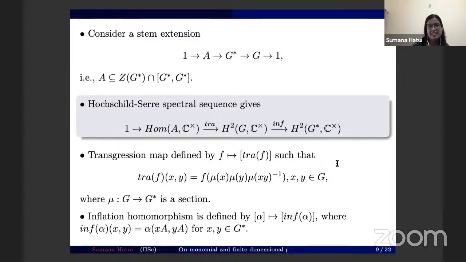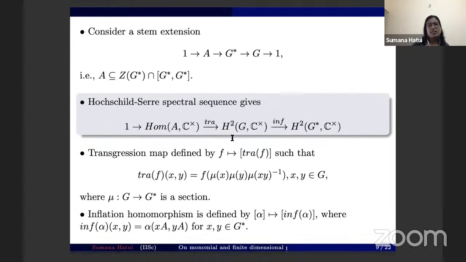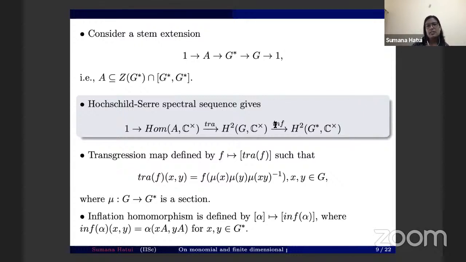There is a long exact sequence. So this is the transgression homomorphism. This is the inflation homomorphism. While the inflation homomorphism is just the natural map, if you have a cocycle from G cross G to C star, then you compose with G star, and you get a cocycle here. And how the transgression is defined: you take a section from G to G star, and then you define the transgression of a homomorphism F as F of mu X, mu Y, mu XY inverse. So you have this section mu here. So the transgression map is defined in this way, and this is the spectral sequence given here.